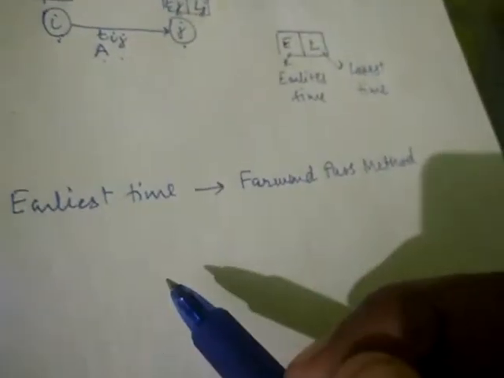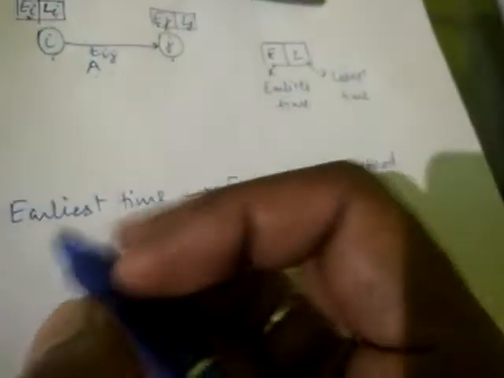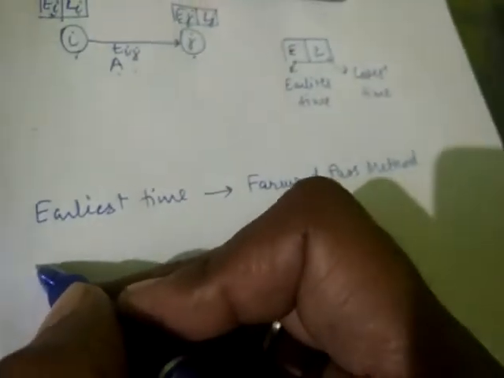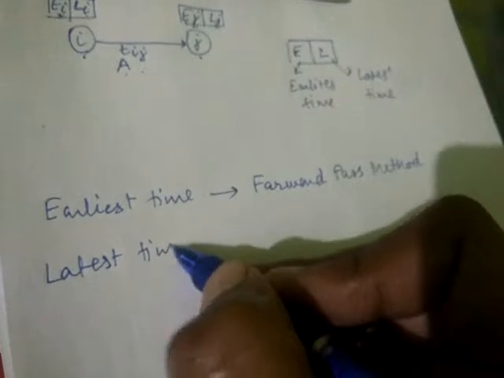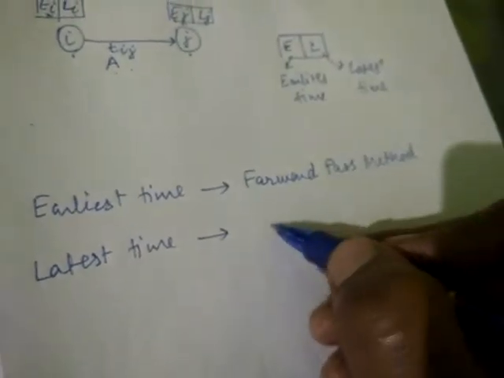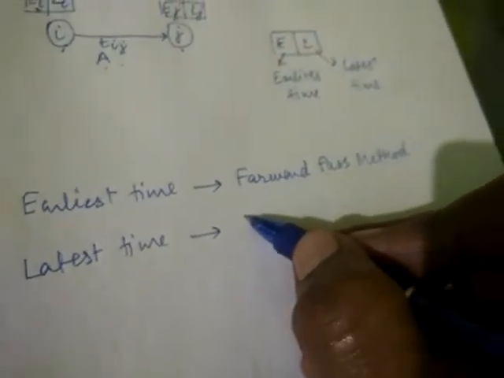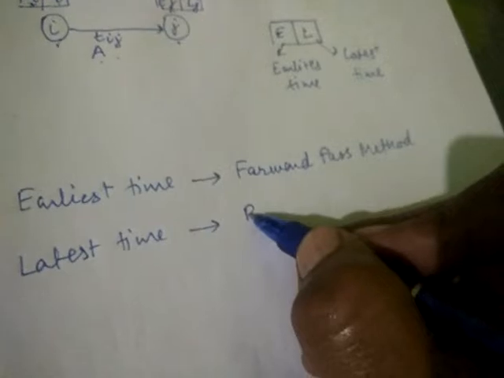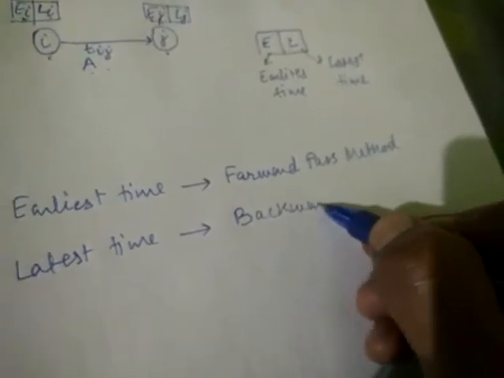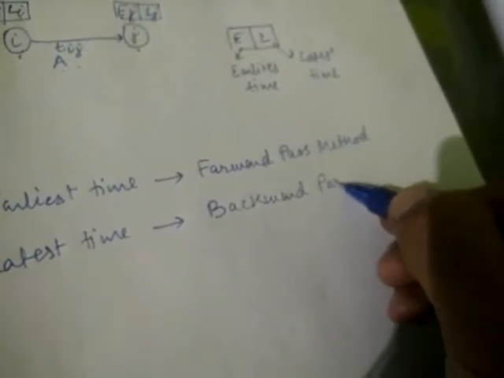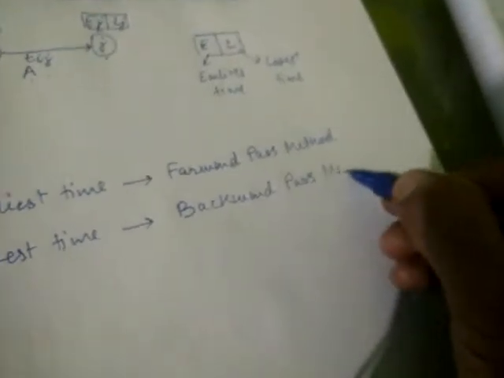And now for calculation of latest time. अब आप ये फॉरवर्ड पास मेथड समझ गए हैं, तो it means you can easily predict what will be the method to calculate latest time, that is backward pass method. तो फॉरवर्ड पास मेथड अगर आप समझ गए हैं तो बैकवर्ड पास मेथड क्या होता होगा ये थोड़ा थोड़ा अंदाजा लग रहा होगा.